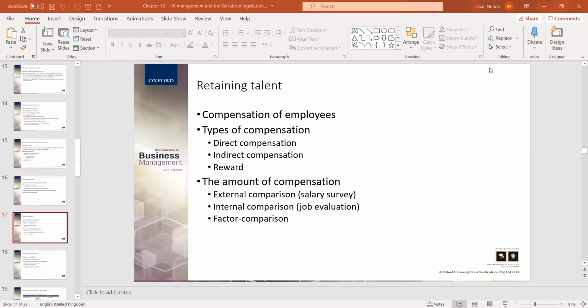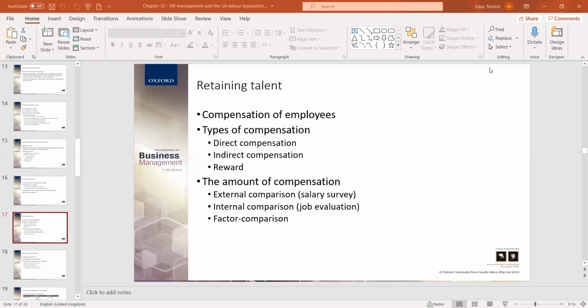You can also do it by internal comparison. Here, you tend to value the jobs and compare them with each other in terms of the demands they make on the employee. The internal comparison is also known as job evaluation. In terms of the comparison, you can use the ranking system and other means to determine how much each of them is performing, and you pay them accordingly.